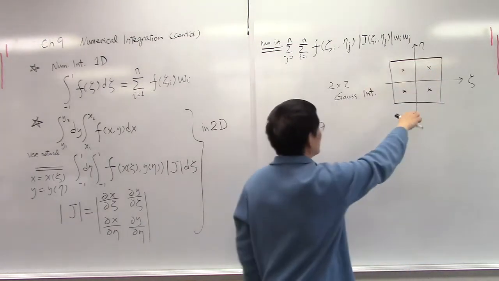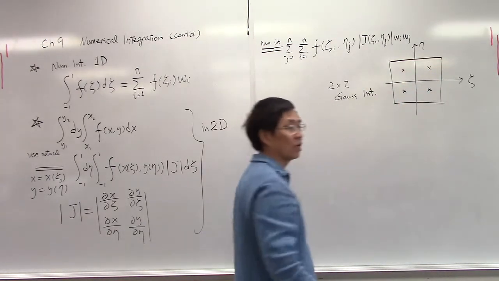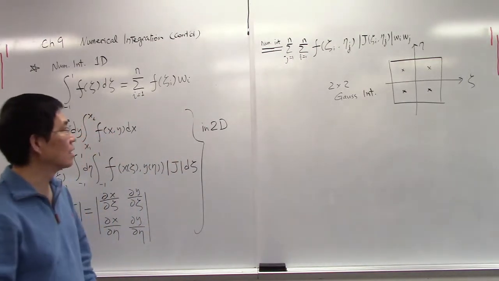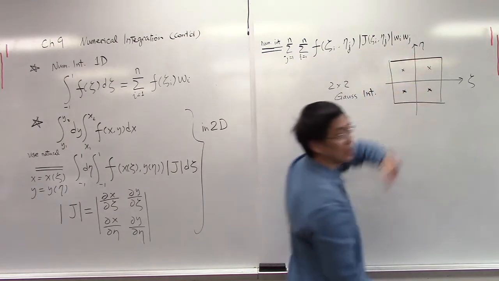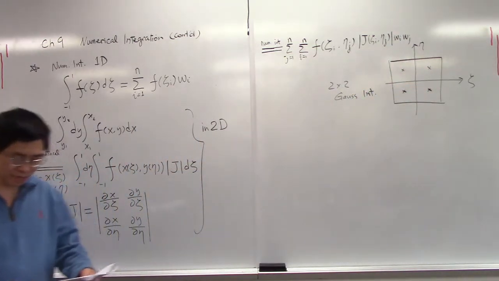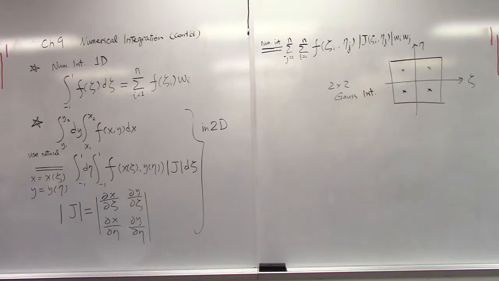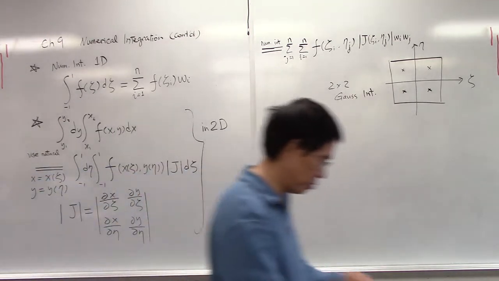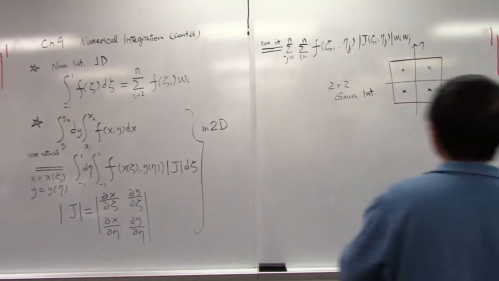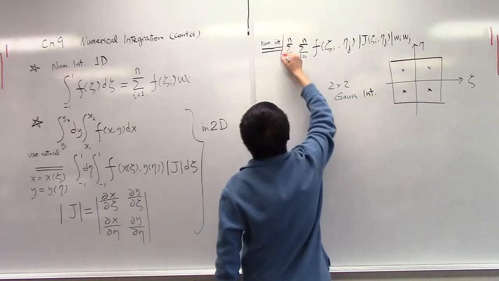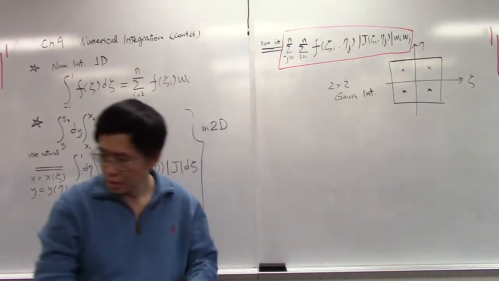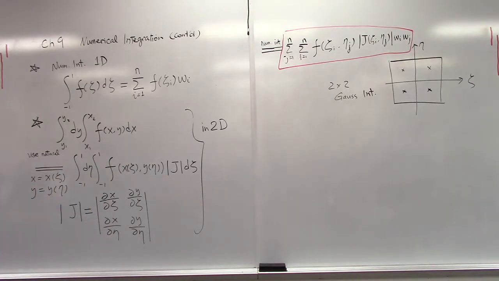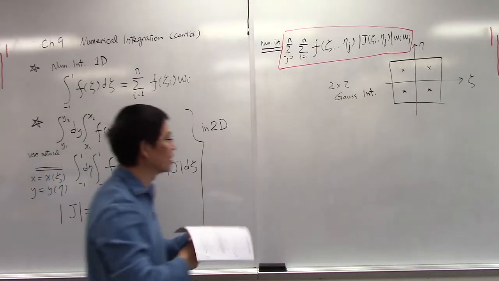Okay? So you need to pick 4 locations, calculate the function at these 4 locations, times the weight, and add them together. So that's how to do a 2D numerical integration. So let me box the expression here. All right, next, let's use an example to demonstrate it.